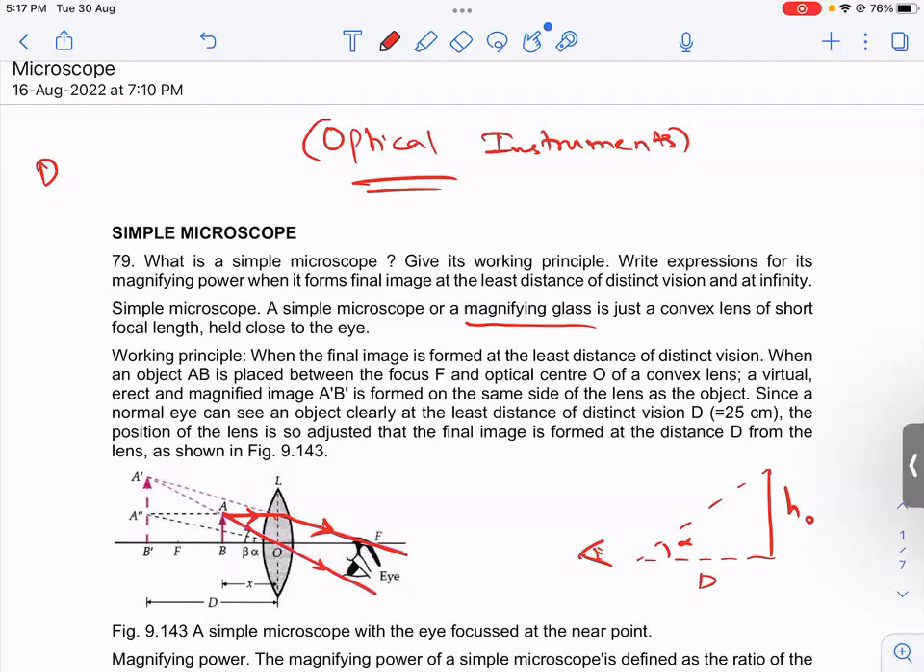So this is where the object is placed. AB is where the object is placed, and the virtual image is formed at a slightly greater distance. Since it is formed at a slightly greater distance, it is magnified also. Are you able to understand? And are you in acceptance with the fact that this is a virtual image?